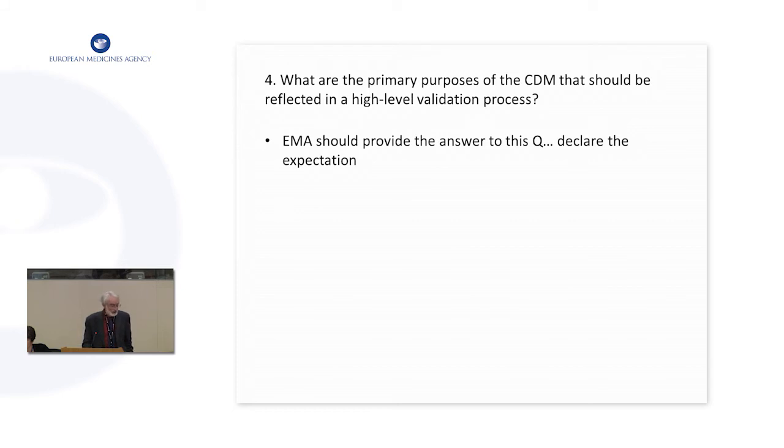So what are the primary purposes that should be reflected? And the answer was that the EMA should tell us what it is. All right, but that's what the EMA is perhaps wanting us to do. What is the expectation that the primary purposes are? And I think that we didn't have anything that hadn't been said already about the primary purposes.